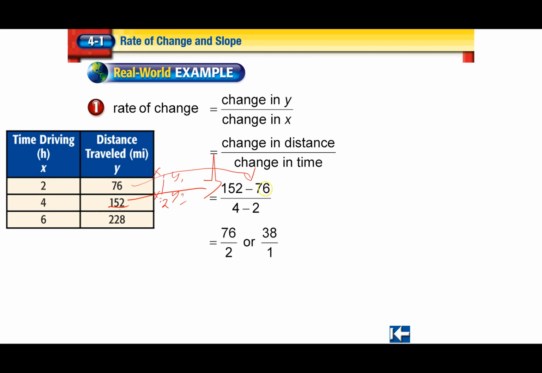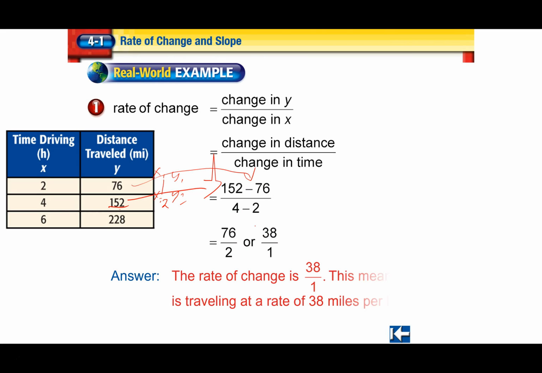After I do that, it comes out to 76 over 2. I can reduce that to 38 over 1. So the rate of change means the car is actually driving at 38 miles an hour, rather than 76 miles an hour like most Californians. Yeah, right, they don't drive 76, they drive 80. Moving on.